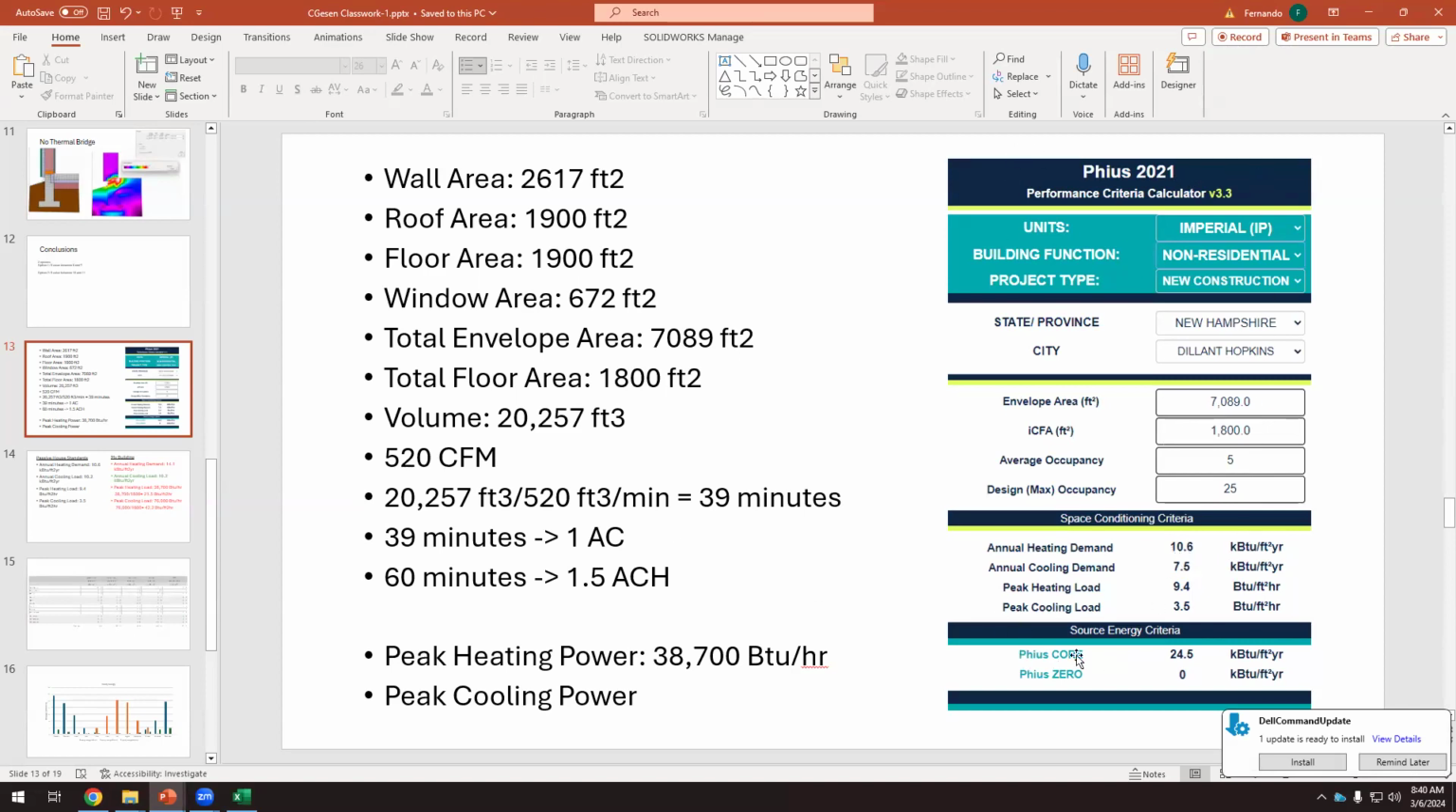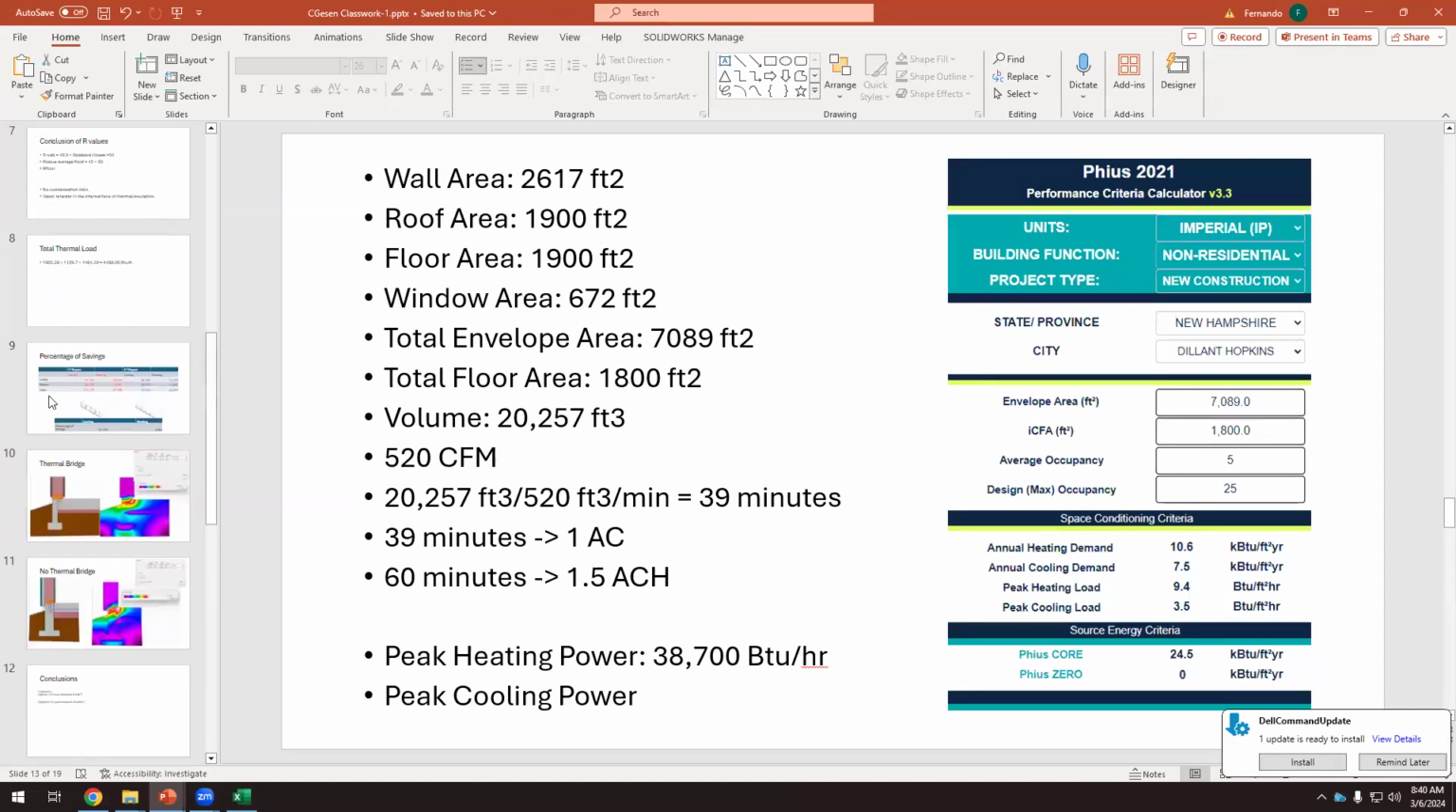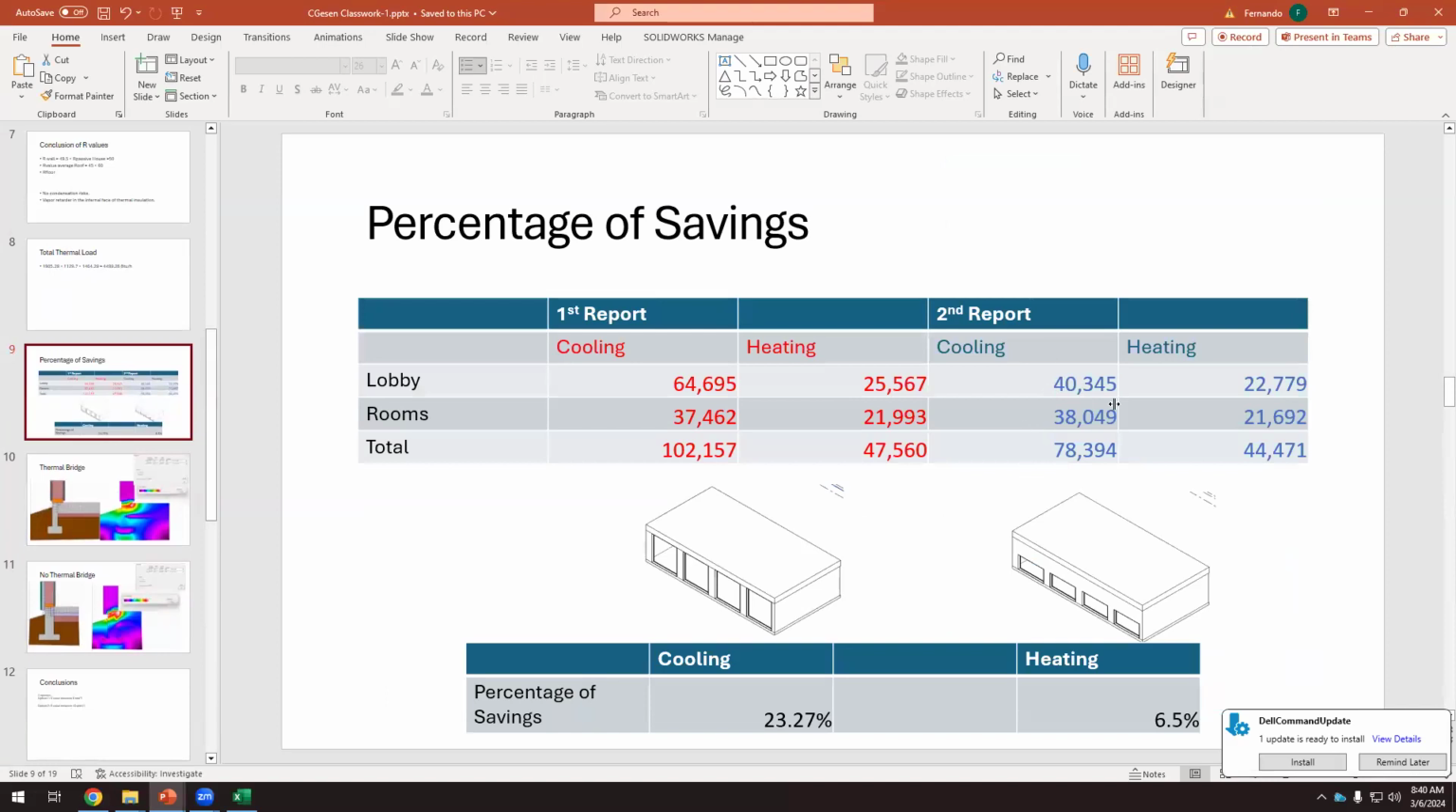Anyway, we need these elements from the Passive House website, and we need to compare the annual heating demand, the annual cooling demand, the peak cooling, and the peak heating. Peak cooling and peak heating we have taken from the Revit analysis, so it should be these values. You should use the whole building. I think you're using only the lobby or something like that.